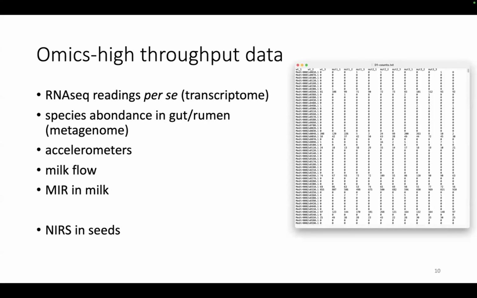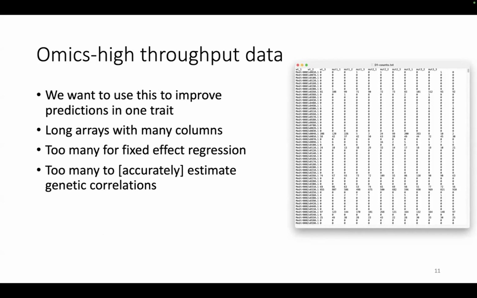So this is, I can't remember where I took this from, but this is some counting of phyla in microbiota, I believe. So it's just species abundance, but you just have rows with animals and columns with many readings. And you have many examples of this: RNA-seq, metagenome, accelerometers, milk flow, infrared spectrum in milk, near infrared spectra in seeds, and there's even more things, but they all look kind of similar.